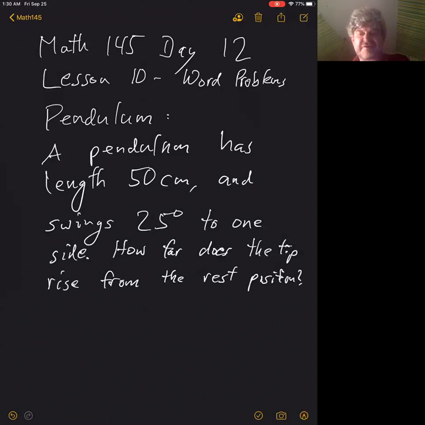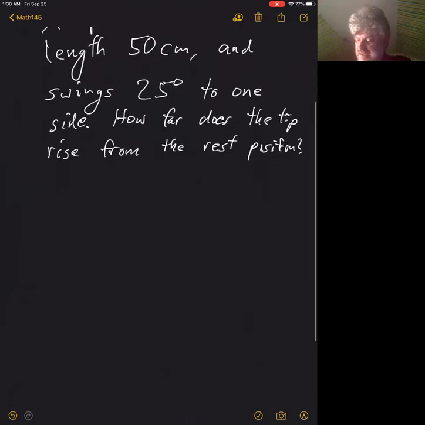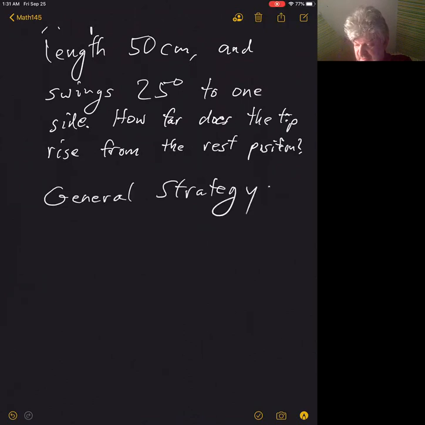So the clue about that word rise means just the vertical distance. How much higher is it in that position than in the rest position? That's not the same as the distance that it travels. And before we solve this, we should just talk about general strategy. It applies to most word problems.